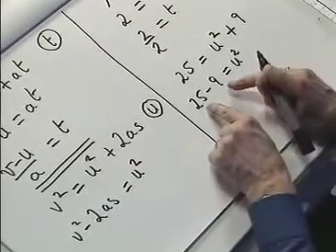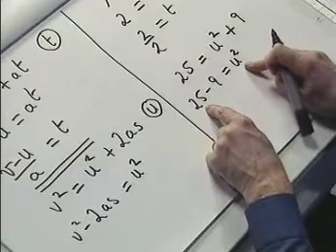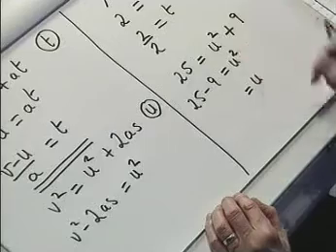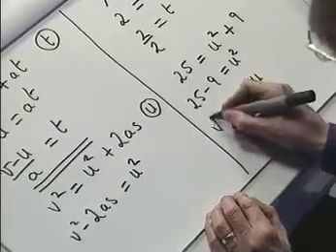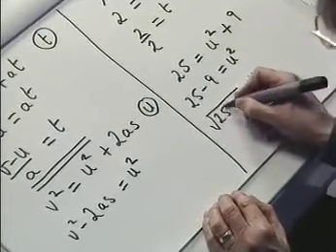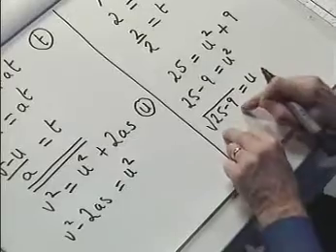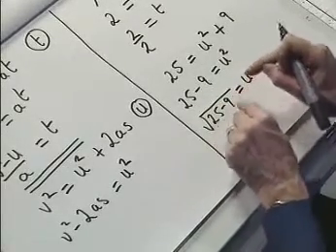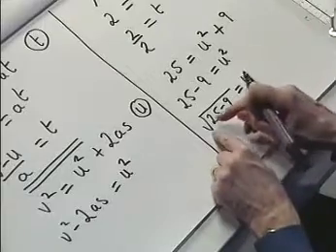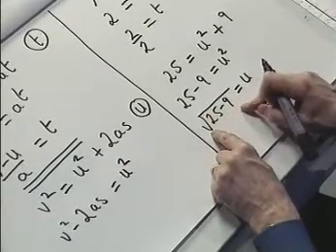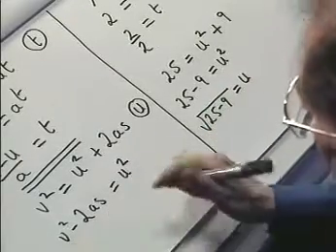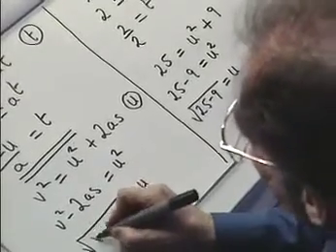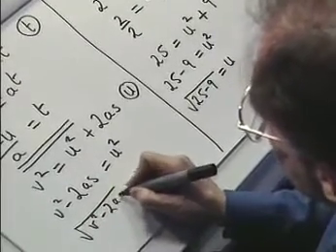Now, what I would want to do is to take the square root of both sides, because I want just u, and here I've got u squared. So I need the square root of 25 minus 9. And I want the square root of all of that, not the square root of 25 minus the square root of 9. I want the square root of 25 minus 9. So again, I've got to do the same over here. I want the square root of all of it.